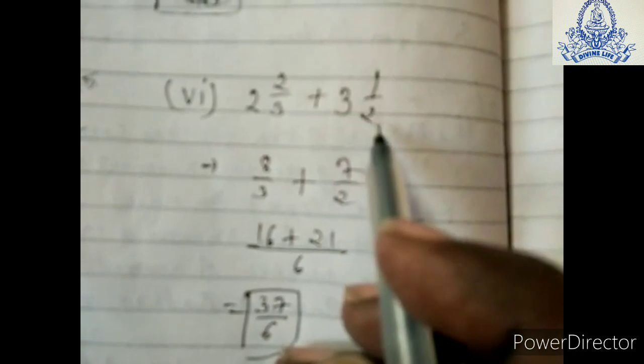Now the next question is question number 6. In question number 6 they have given the mixed number 2 2 by 3 plus 3 1 upon 2. So first of all we will solve this. 3 2s are 6 plus 2 is 8. So 8 is the new numerator and the denominator is 3 as it is. 8 upon 3 it will become.